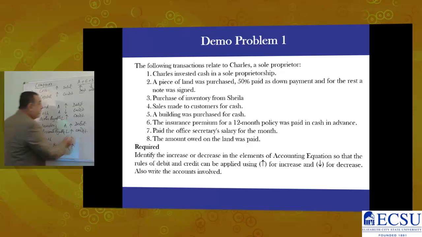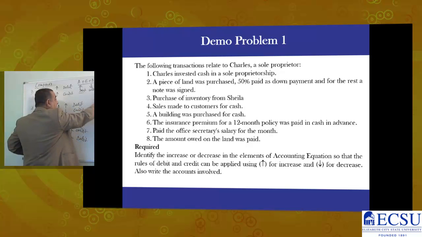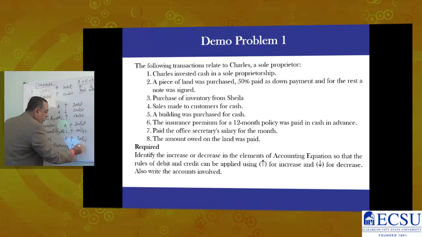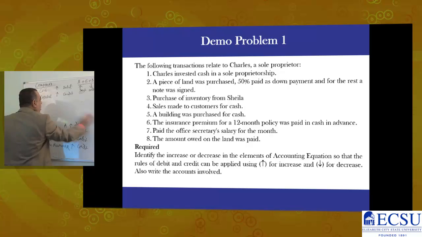Cash is an asset, increasing, debit. Sales revenue is a revenue, increasing, credit. So that's how we get that what I call increase and decrease, as well as a debit and a credit. So that is your number 4. Let's go on to number 5.